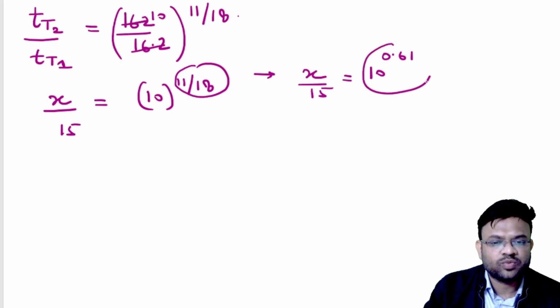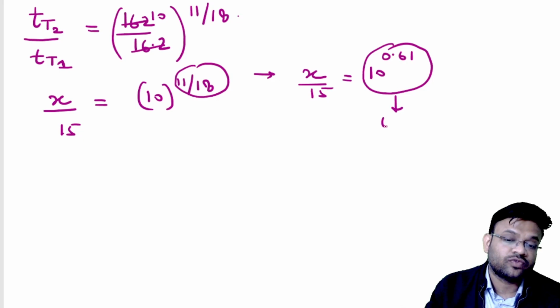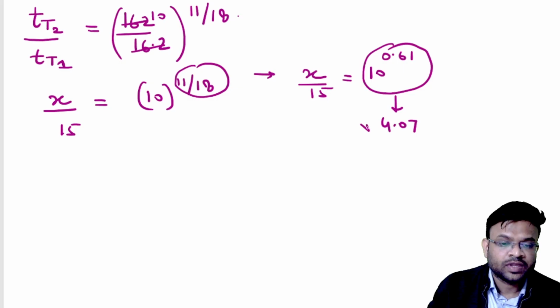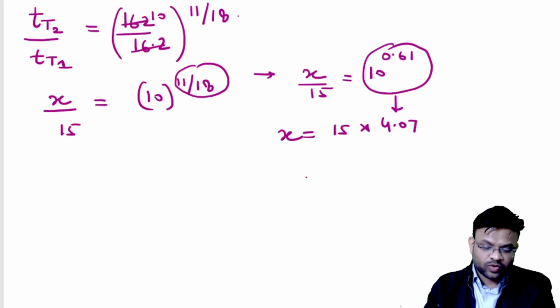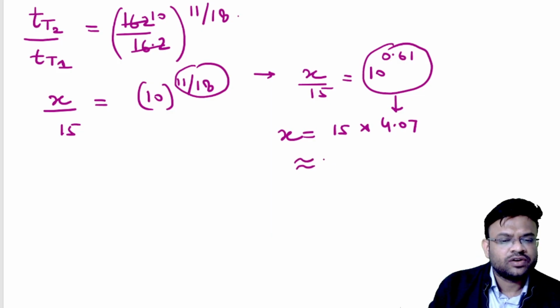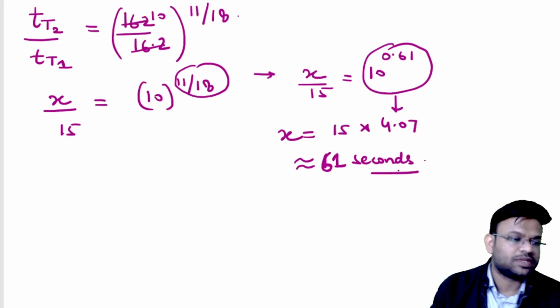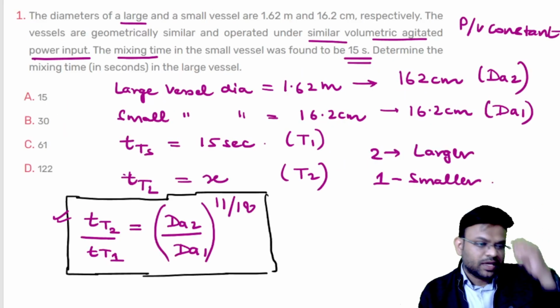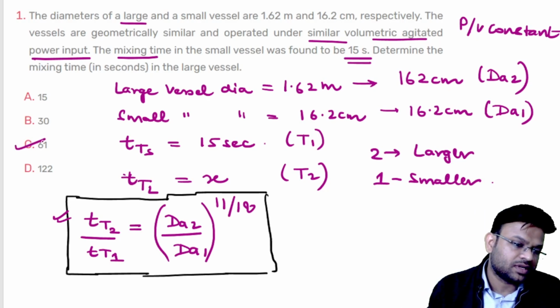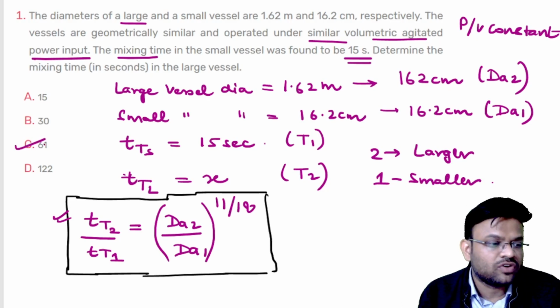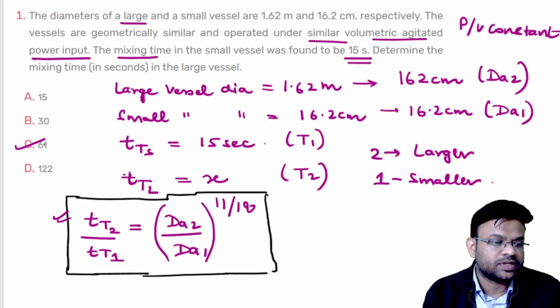10 to the power of 0.61 you would be getting on the calculator, so that is not a problem. It can be calculated as 4.07. If you multiply it by 15, because we have to calculate the value for x, 15 into 4.07 comes out to be roughly 61 seconds, because this is the mixing time that we have to calculate. So this would be 61 seconds, and the correct option is C. So I believe you would have got a clear understanding of this question also.